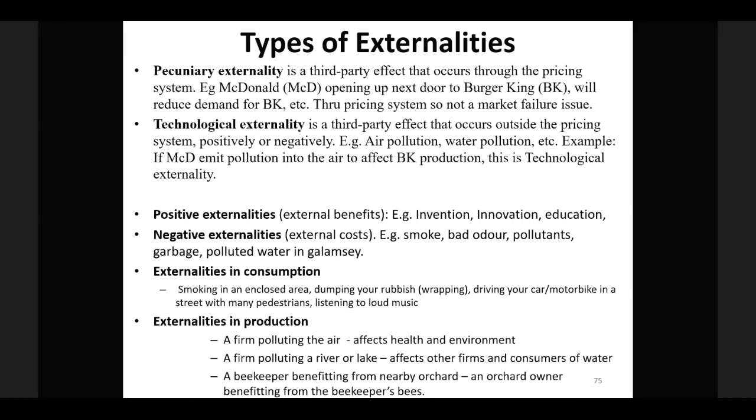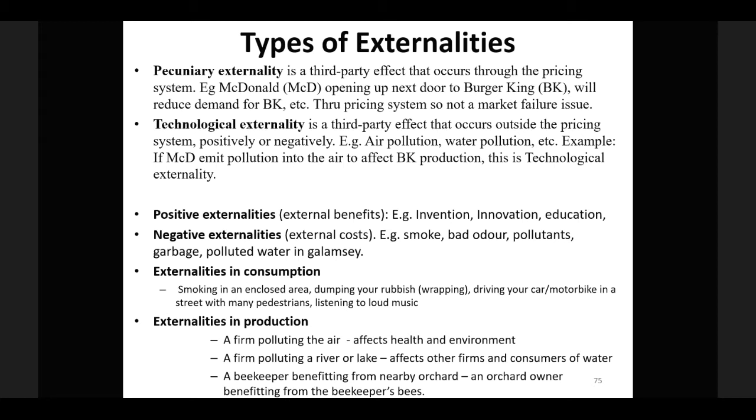For instance, when galamseyers pollute the river bodies, this can affect the production possibilities of fishermen or fisher folks. Why? Because the chemicals they use, mercury and so on, can cause extinction of some fish species, and this becomes more or less an externality in production.